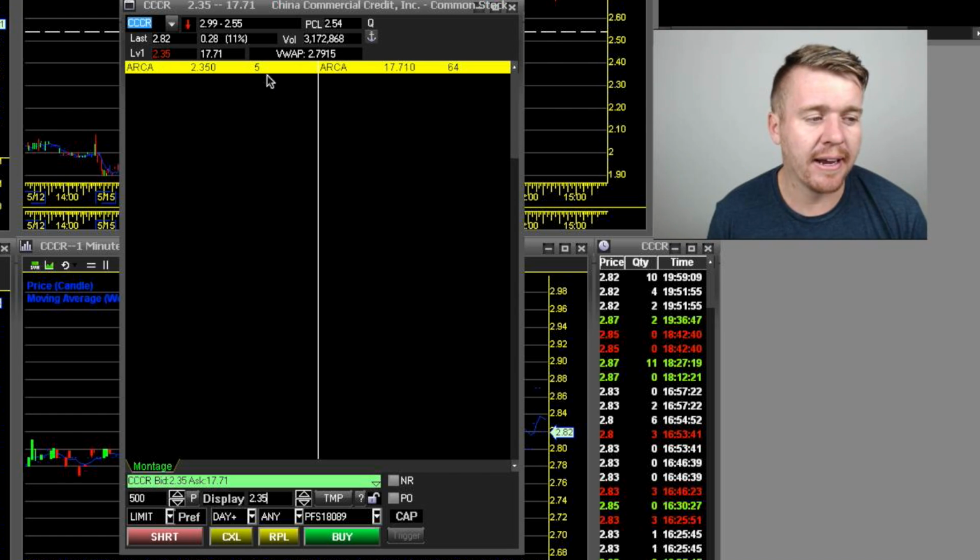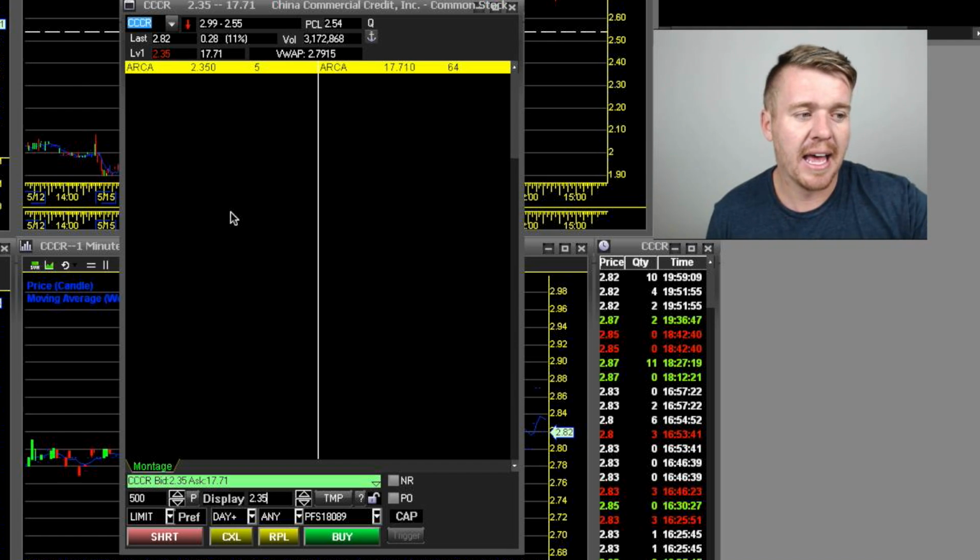Go in on the bid on level 2, you'll see it pop up there. I'm trying to buy shares, 500 shares at 235. It'll pop up just like that. 235, 5 shares, meaning 500 shares trying to be bought there.